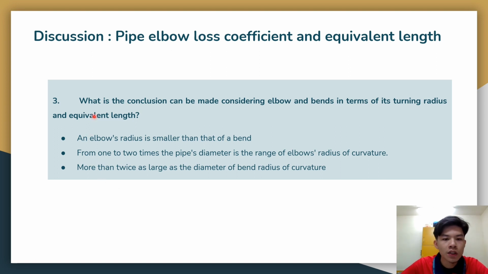For the last question, what conclusion can be made considering elbow and bends in terms of turning radius and equivalent length? So for our conclusion, we can conclude that an elbow's radius is smaller than that of a bend. And from 1 to 2 times the pipe diameter is the range of an elbow's radius of curvature, and more than twice the diameter is the bend's radius of curvature.